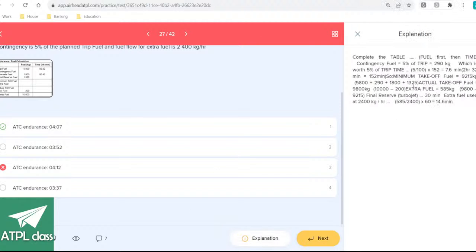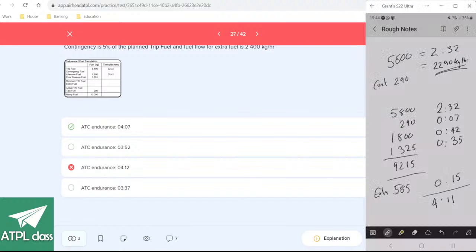Complete the table. Fuel first, then time. Contingency fuel 5% of trip, 290. Got that. Which is worth 5% trip time, 7.6 minutes, 7 minutes, yes. Minimum takeoff fuel is 9,215. Yeah. Actual takeoff fuel 9,800. Yep. Final reserve for the turbojet. What I've done is I have the final reserve here actually could be knocked down by 5 minutes. So we don't need to take, yeah, okay, that's fine.